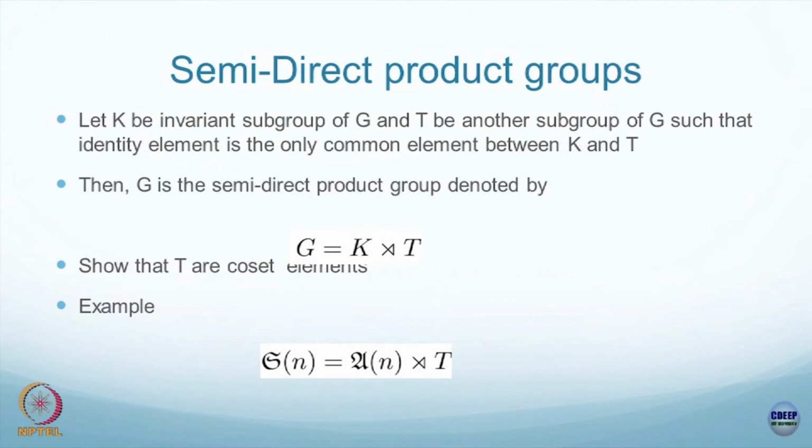Semi-direct product groups. First thing is, given a group G, you see whether there is an invariant subgroup. That is what happens in the case of the symmetric group of degree 3, right.